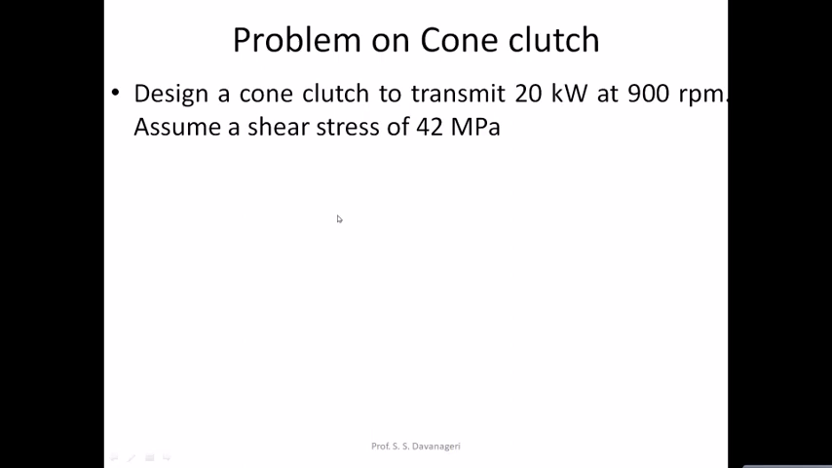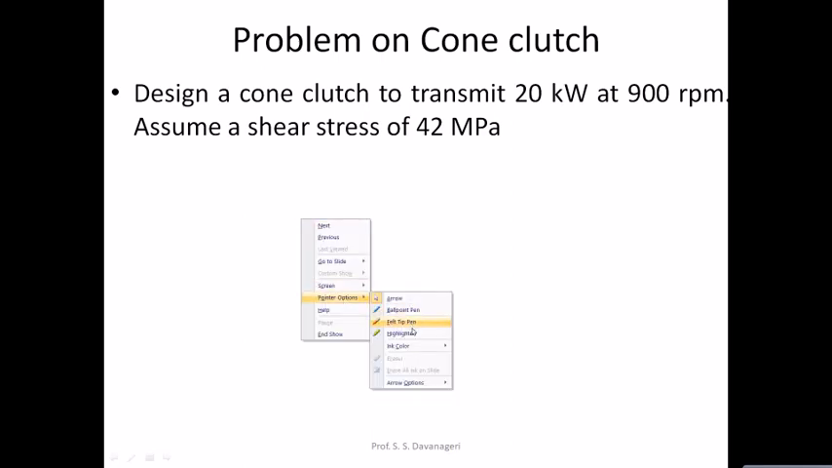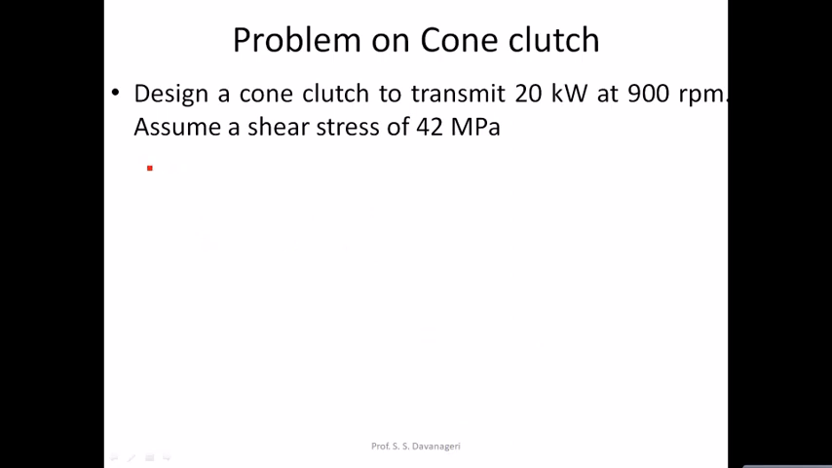Now the given data is only the power, the speed and shear stress here. So if you note down the given data, they have given power, this is 20 kilowatt, speed 900 rpm, and shear stress tau is 42 megapascal.